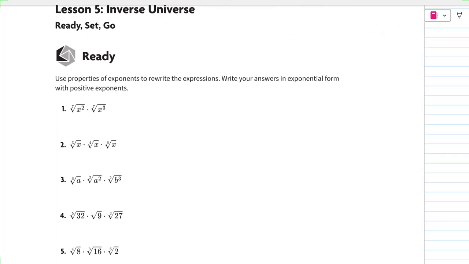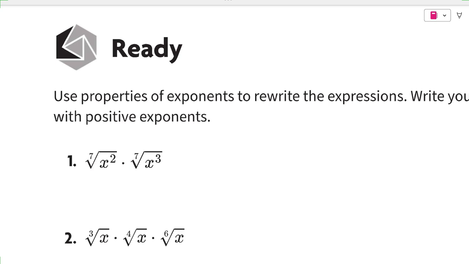Inverse universe. So, the Ready problems say, use property of exponents to rewrite the expression. Write your answer in exponential form with positive exponents. So it wants it in exponential form. So let's go over a few things to remember before we start.